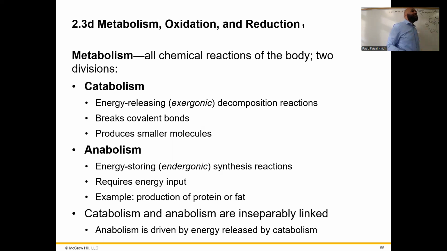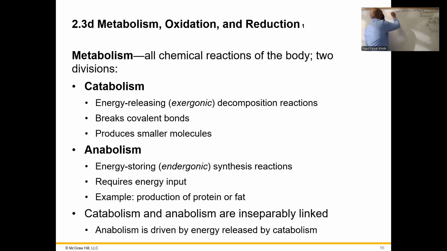So catabolism, does it take energy or does it give off energy when you break down? Does the energy exit or does the energy enter? So is that an exergonic reaction or an endergonic reaction? Exergonic. Excellent. Okay, now we move to anabolism.